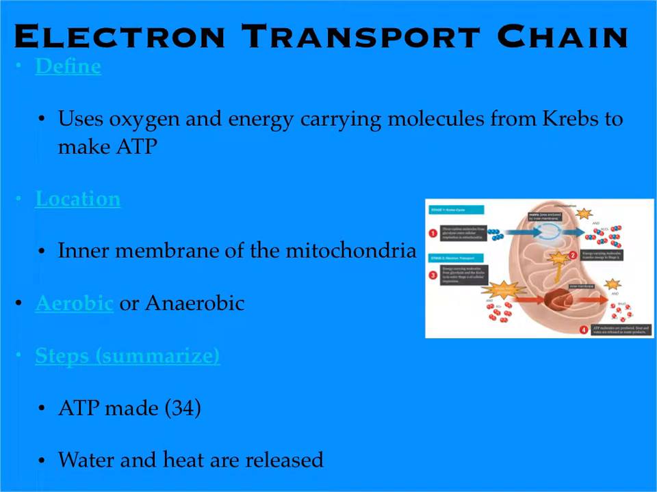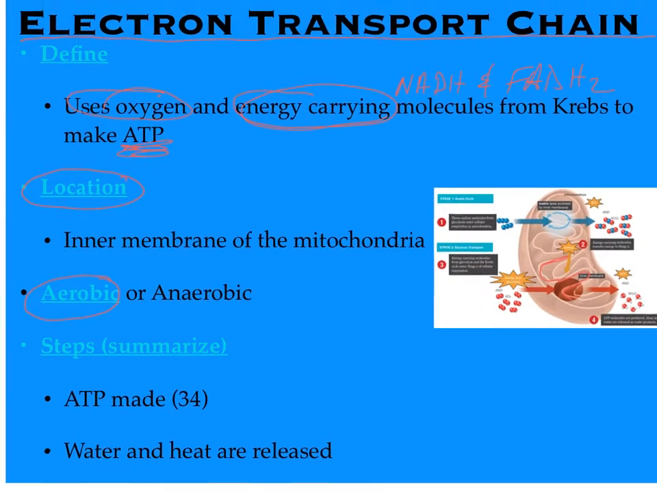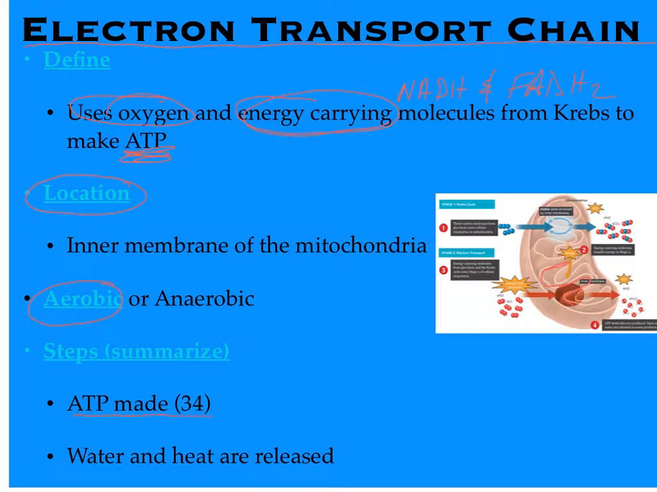The second part of aerobic respiration is the electron transport chain. Okay, and what's going to happen is it's using oxygen and energy carrying molecules, the NADH and FADH2 from the Krebs cycle, to produce a bunch of ATP. This happens on the inner mitochondrial membrane, so this is happening right on this membrane. And it is aerobic, it requires oxygen. So what happens is, if we were to simply talk about this, up to 34 molecules of ATP from the 2 pyruvates will be made from the electron transport chain.